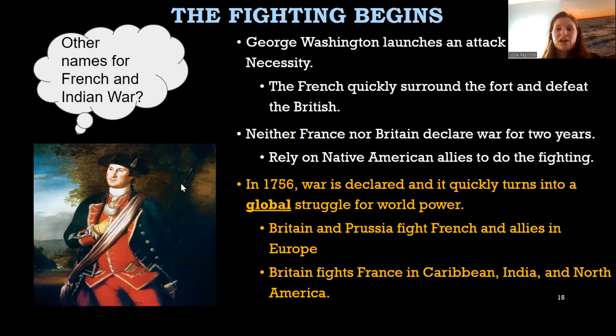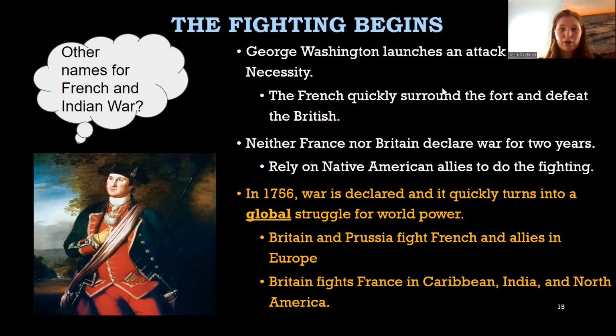So once the colonists decide to officially join this war, George Washington launches an attack from Fort Necessity, and the French quickly surrender that fort and defeat the British. Neither the French nor the British actually declare war for 2 years.